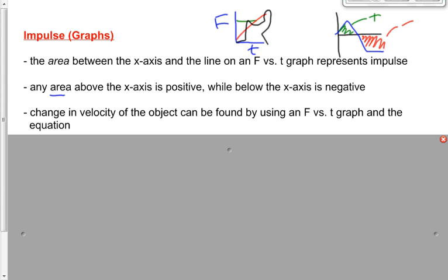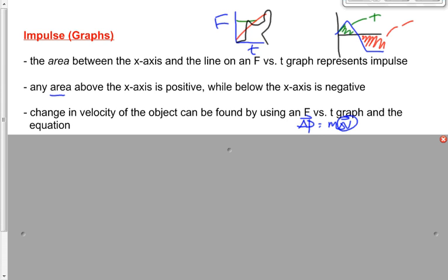Occasionally, you may have to go a step further. It's not enough to just do area equals impulse. You'll still do that, but you'll have to go beyond area equals impulse. Once you have the area, you may have to use this equation to find the change in velocity.